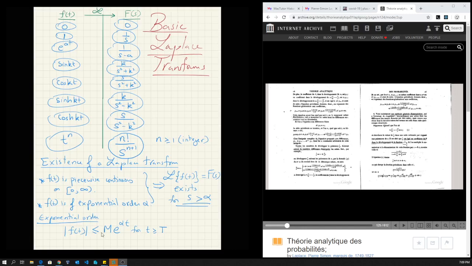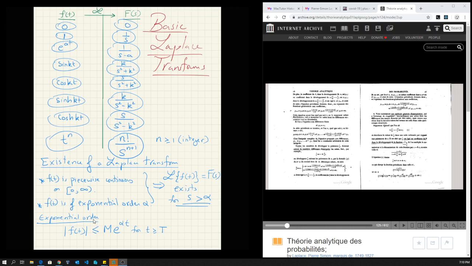But I don't want you to get caught up in that much, because we're not going to spend time asking you to prove these at all. This is just for your information, to know what conditions somebody can check to know upfront whether the Laplace transform is going to make sense or not.